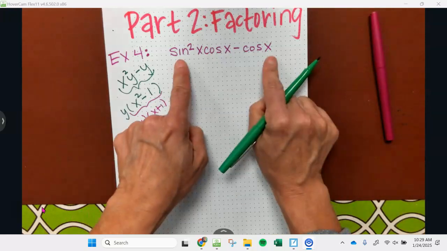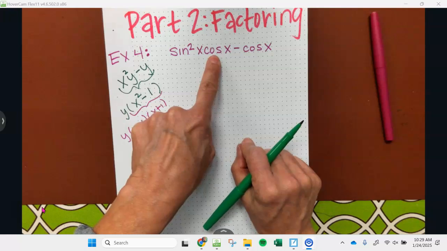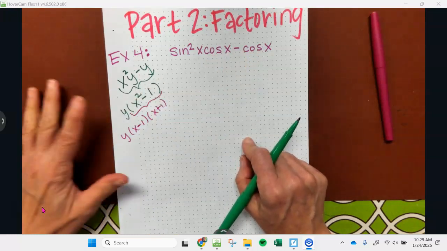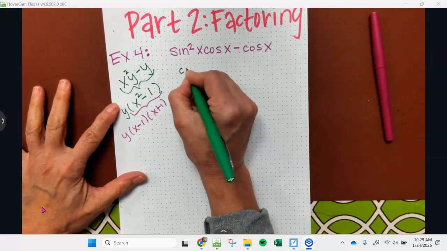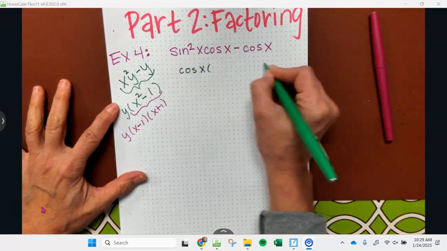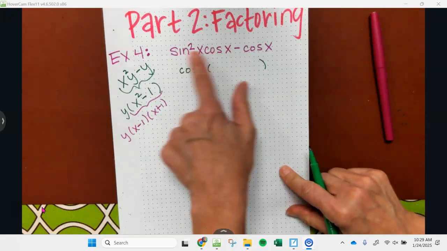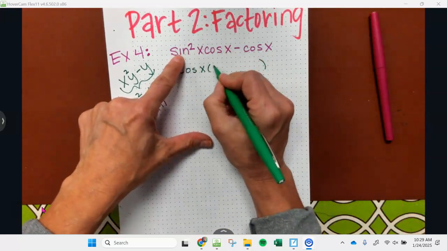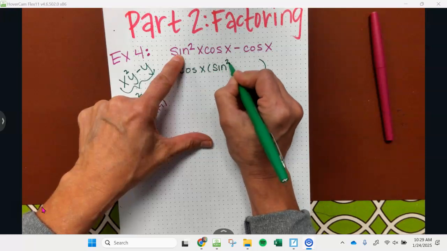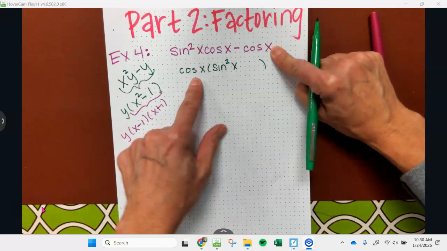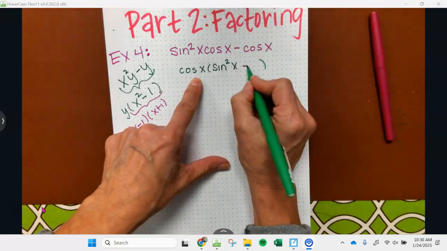Alright, so if you notice here, this term has cosine x and this term has cosine x. We're going to factor out cosine x. So I'm going to write cosine x and then write what's left over when I factor it out. When I take it out of this first term, that leaves sine squared x. When I factor it out completely, 1 is the placeholder, so minus 1.